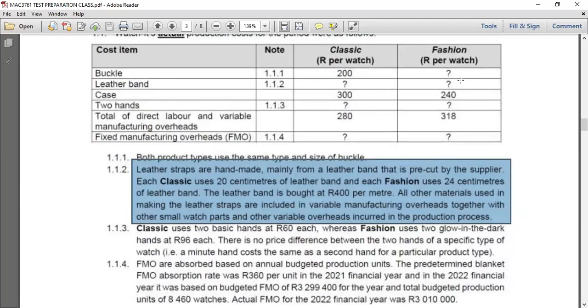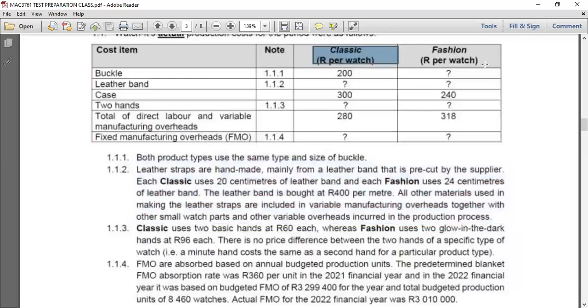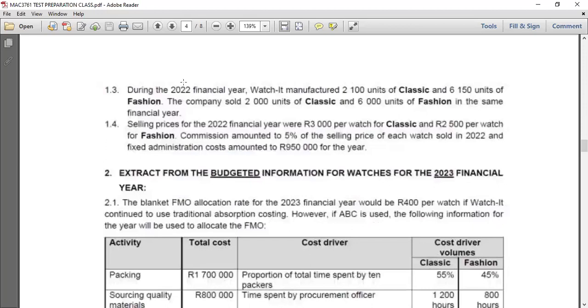Okay, sorry, before the buckle, I think I've not put the right thing there. I haven't calculated it. We just say 200, but we didn't calculate. This is 200 per watch, and this is 200 per watch. So we have to multiply by what? By our production units. During the 2022 financial year, the watch was manufactured. So please be very careful. On your sales, you multiply by the sales units. We use the 2,000 and the 6,000. But on production costs, you don't use the sales. You use the what? The produced units. So we'll multiply that 200 by 2,100 and 6,150.